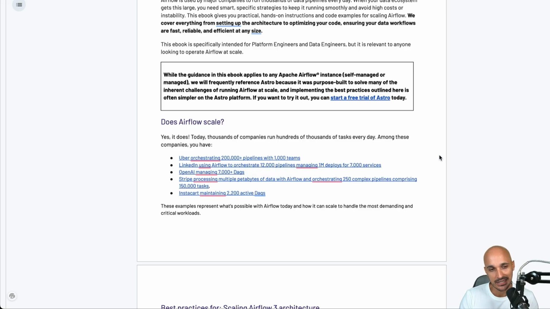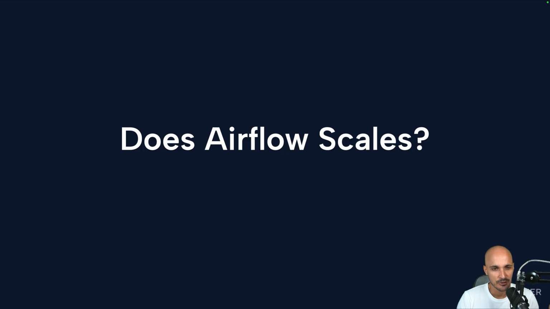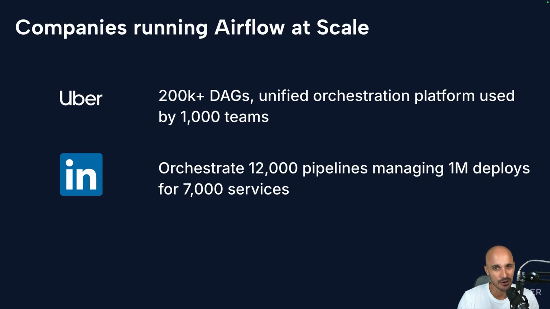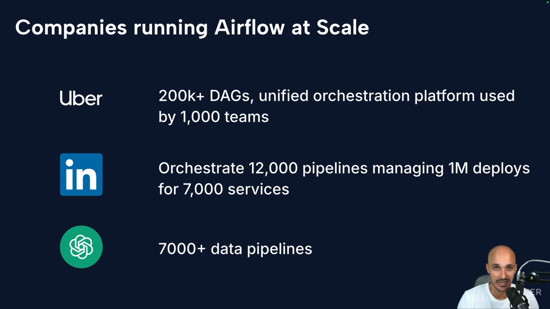So what you can see right here is the ebook that is about best practices for running and managing Apache Airflow at scale. And the first question that you might have is, does Airflow scale? Well, obviously it scales, and it scales pretty well because many big tech companies are using Airflow today, such as Uber, LinkedIn, Apple, or even OpenAI. They are running thousands of tasks, thousands of data pipelines. So, whenever you see someone telling you, well, Airflow doesn't scale, that's not true at all.